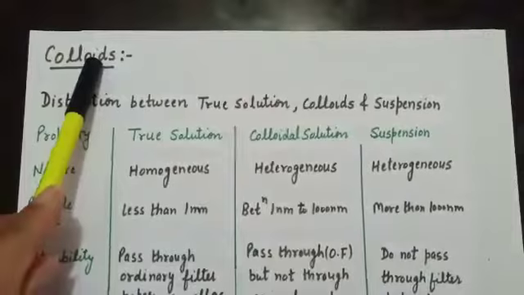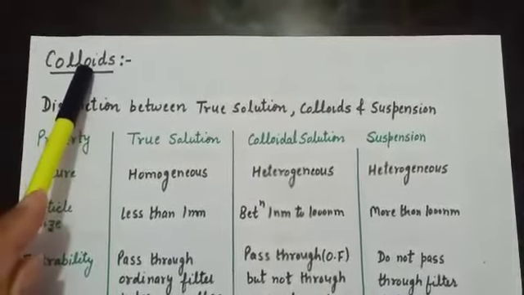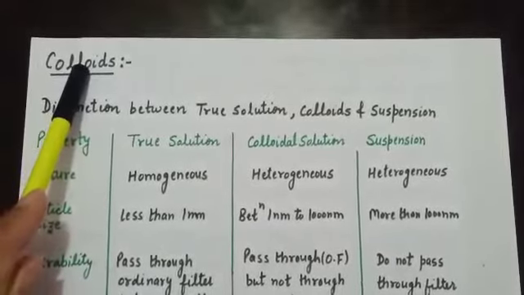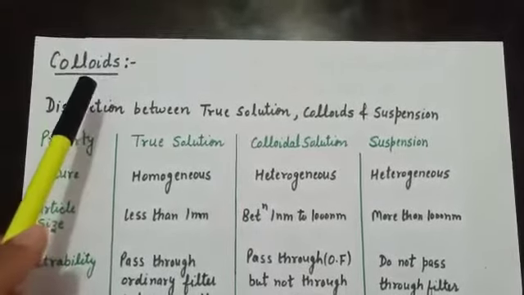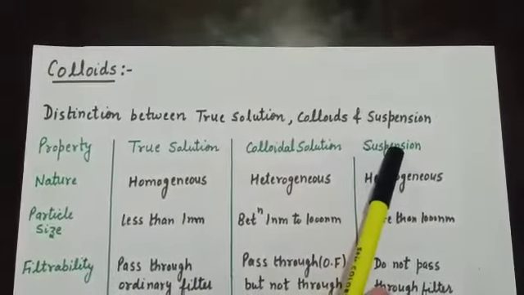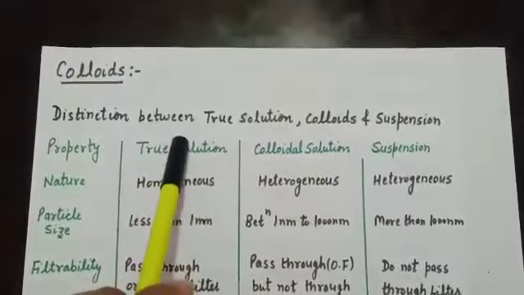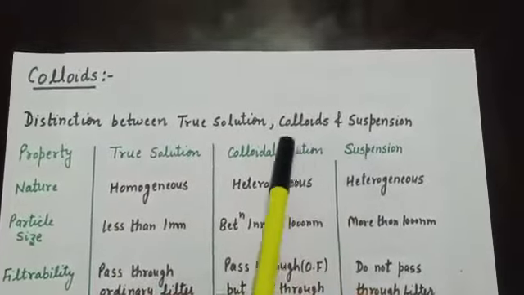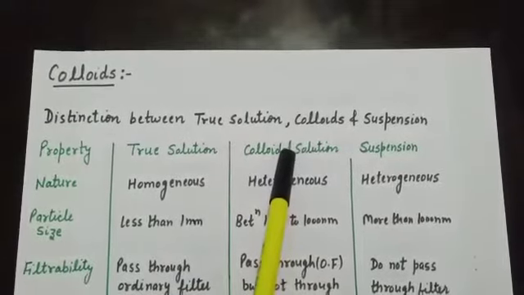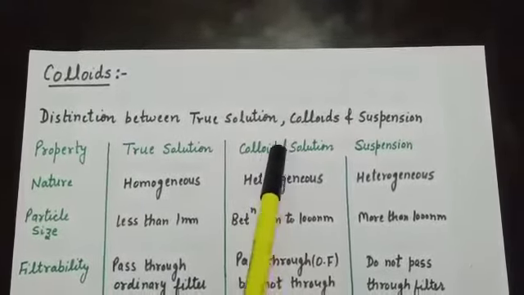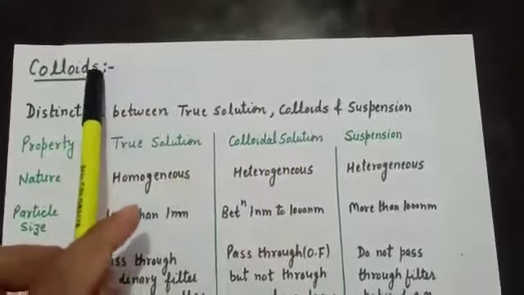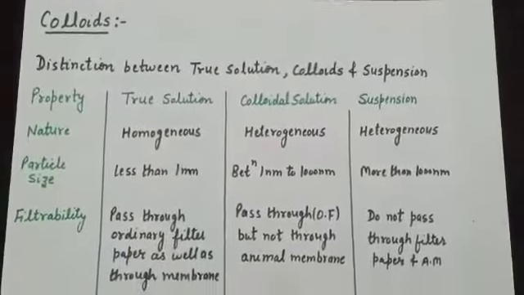So first of all we need to understand what are colloids. As we have discussed in unit 1, that is solutions, that solutions are homogeneous systems, and we also know that sand in water when mixed gives us a suspension. In between true solution and suspension, we have one more type of solution, that is colloidal solution. So first of all I am discussing the differences between true solution, colloids and suspension, and after that we will discuss what are colloids.